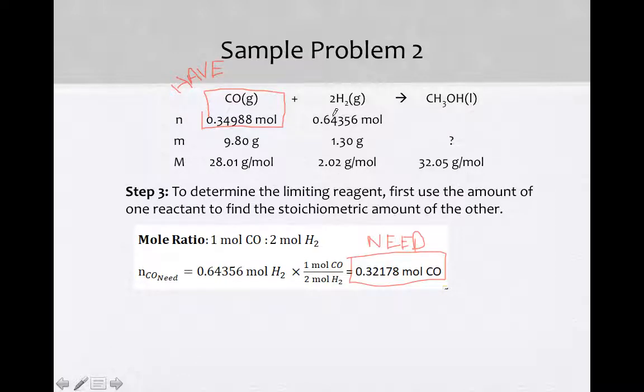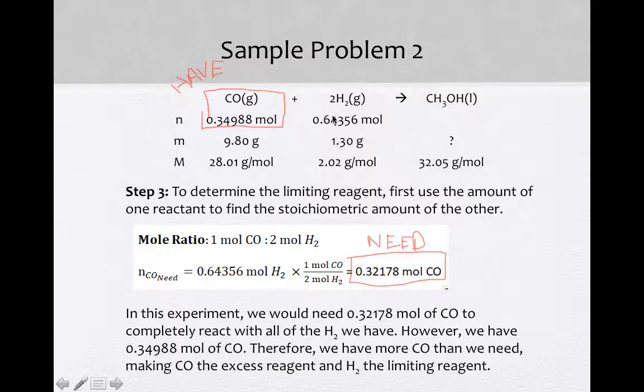Now, like I said before, we do need to write out a statement to communicate who the limiting reagent is. So I'd like you to take a moment to do that and pause the video. Once you have it, an example statement that you could write would be, in this experiment, we would need 0.32178 moles of carbon monoxide to completely react with all of the hydrogen we have. However, we have 0.34988 moles of carbon monoxide. Therefore, we have more carbon monoxide than we need, making CO the excess reagent and hydrogen the limiting reagent.